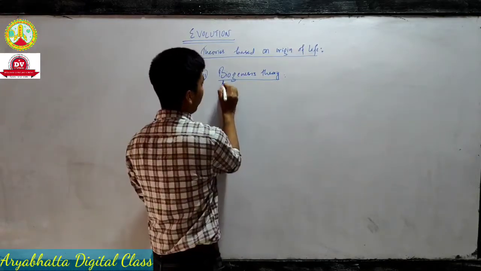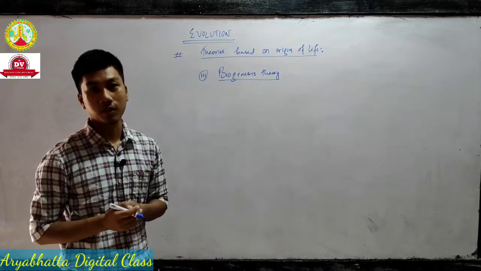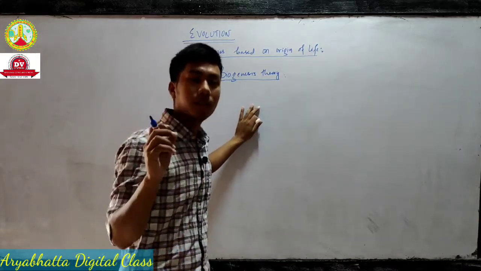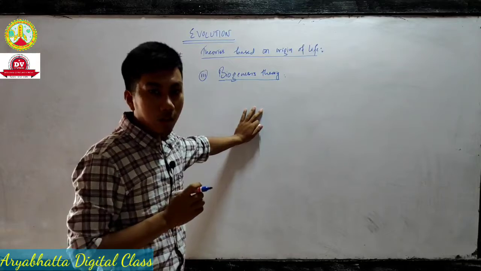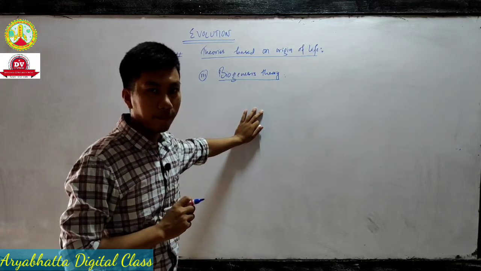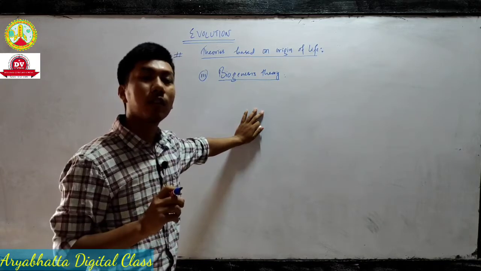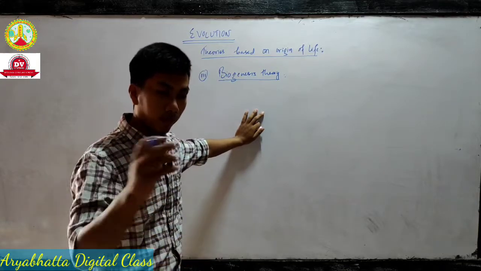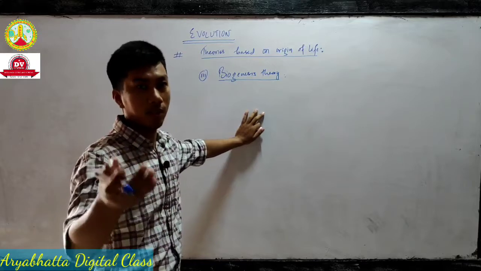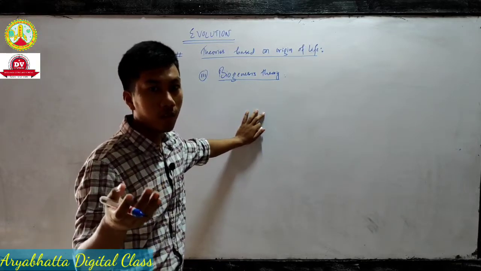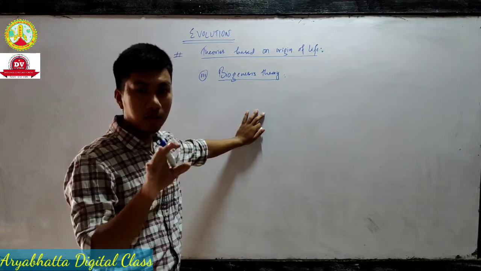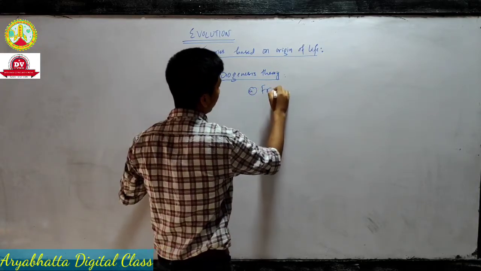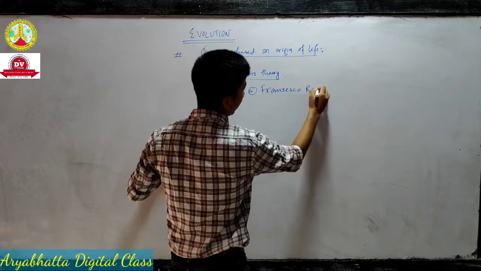Anyway, biogenesis. Bio means life. Genesis means formation. This theory has some logic in it, and they have also shown some experiments, so this theory was accepted. According to this theory, life originated from other living organisms. From other living organisms, a new life has been originated. That's why it is known as biogenesis theory. There are some scientists who gave this theory. The first scientist is Francisco Redi.